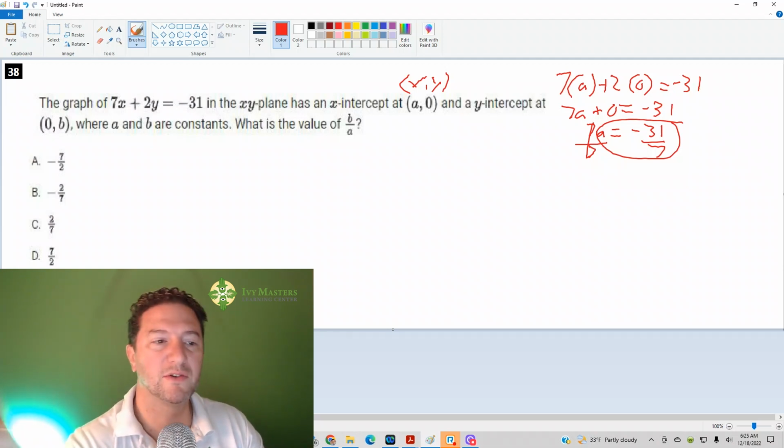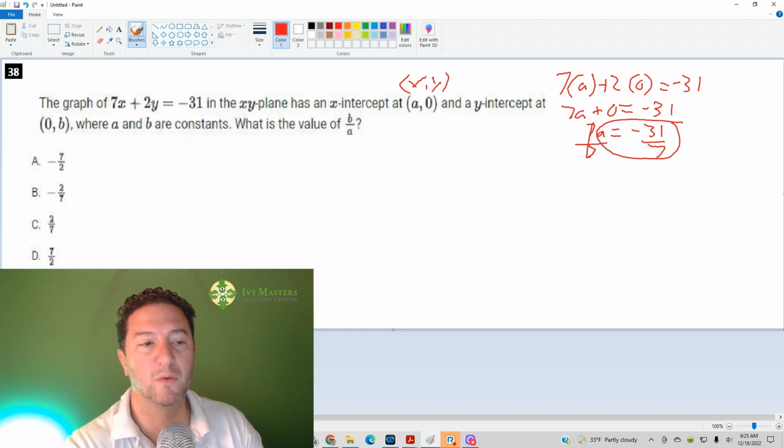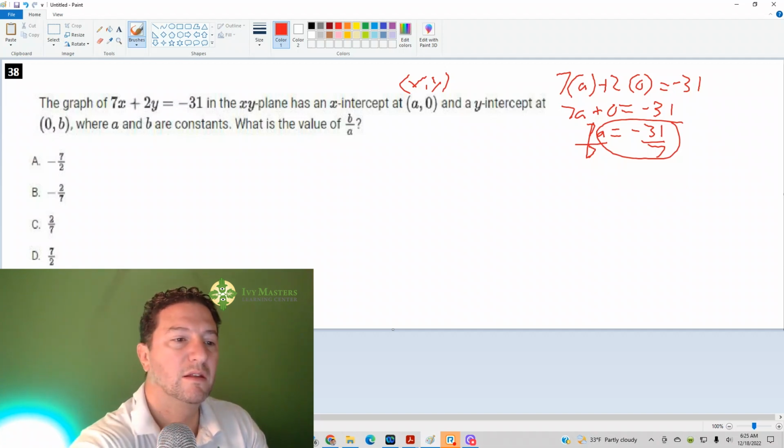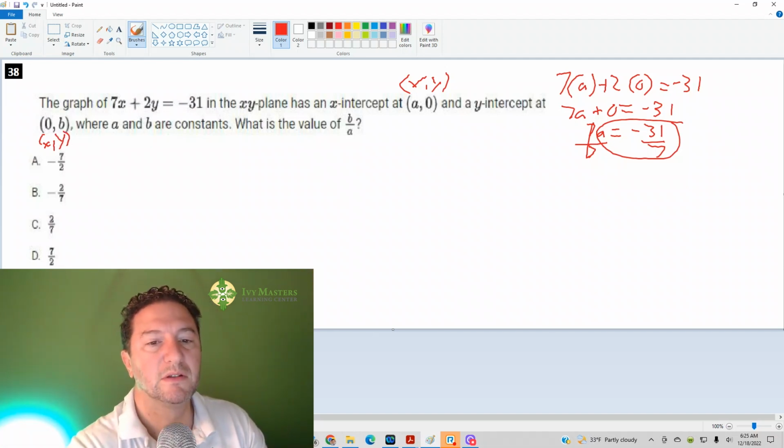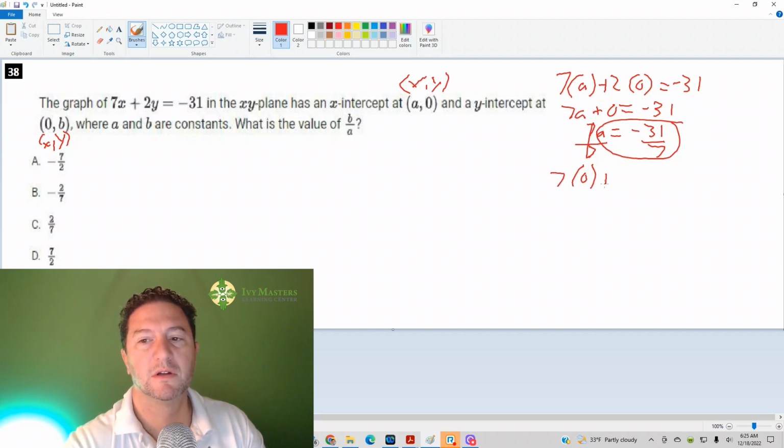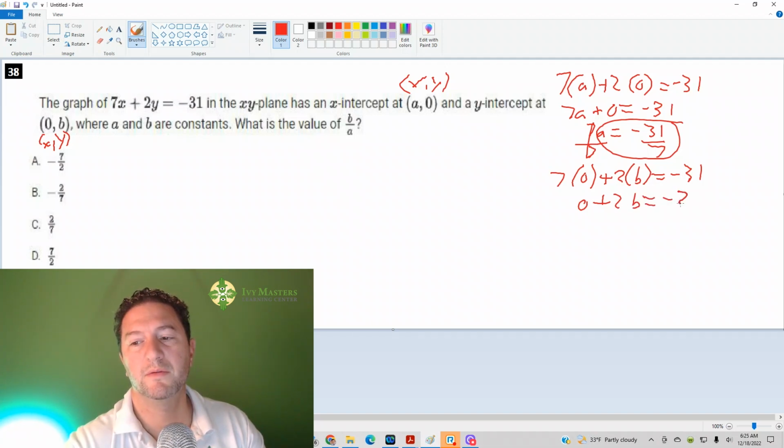And anytime you have the y-intercept, x is 0, and x-intercept, y is 0. So the same thing, this is your x comma y. And so in place of x, I'm going to put 0. So this becomes 7 times 0 plus 2 times b equals negative 31. And 7 times 0 is just 0 plus 2b equals negative 31. And 0 plus 2b is just going to be 2b equals negative 31. And divide both sides by 2. 2's cancel. b equals negative 31 over 2.